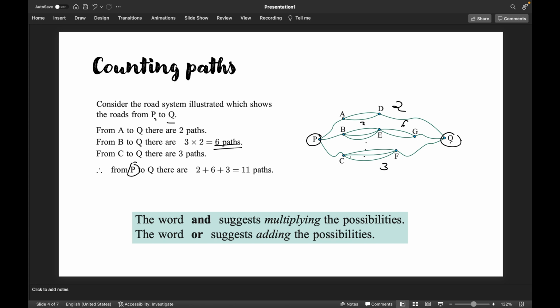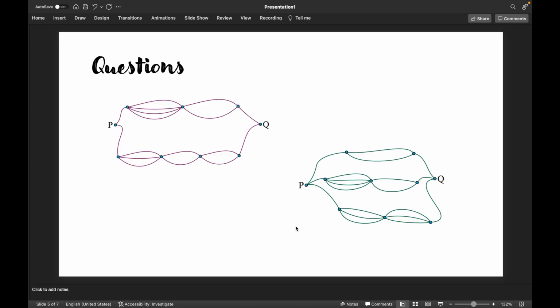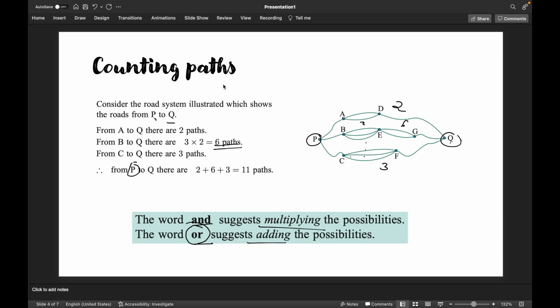In this case, we're adding them because of the word or. We can choose this path or this or this. And therefore, we add the numbers. If it's and, then we have to multiply. If it's or, we have to add. Now let's look at a few examples. These are very similar to this one.